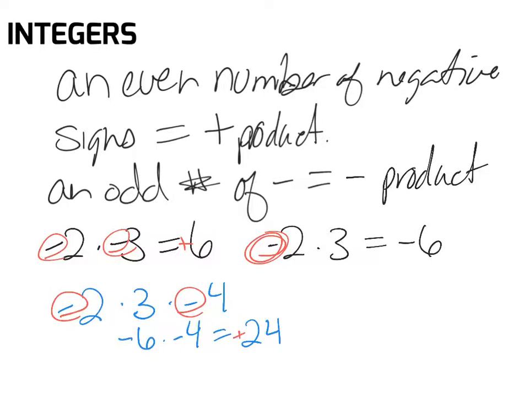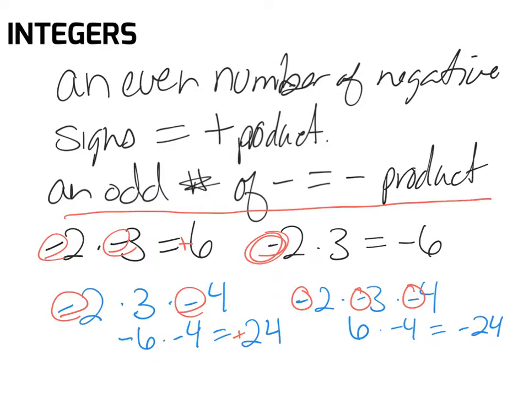Or I could do negative 2 times negative 3 times negative 4. Some people look at this and think, oh, there's more than one negative sign, so it's got to be positive, but that's not how that works. If we work this out, negative 2 times negative 3 is a positive 6, times a negative 4. I'm going to get a negative 24. If I go back and look at my original problem, I have 1, 2, 3 negative signs. An odd number of negative signs equals a negative product.